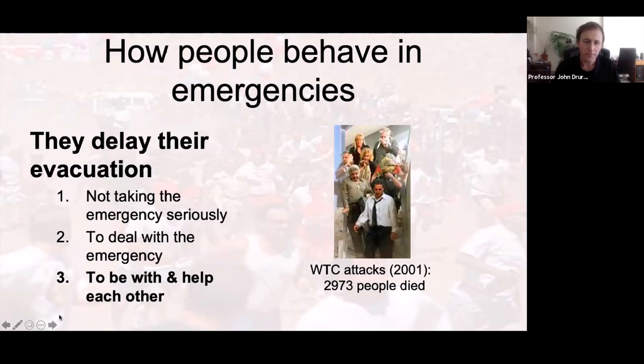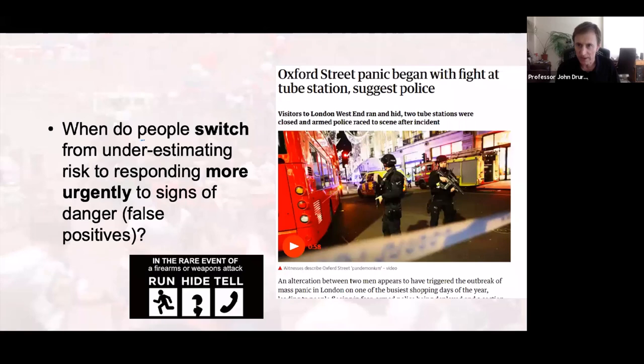So people delay their evacuation a lot of the time, but not always, because of course we also know that people switch from underestimating risk to sometimes responding much more urgently, even to the extent that they respond to false positives, false alarms. Now, a few years ago, we saw an example of this, and again, it was talked about in a very disparaging way in the press, unfortunately, as panic and contagion and so on, as a pathology in the public, when people in Oxford Street in autumn heard a sound, right? And then some of them started running, then others saw them running and they started running too, and loads of people got involved.